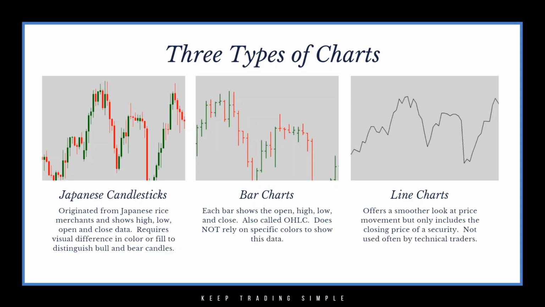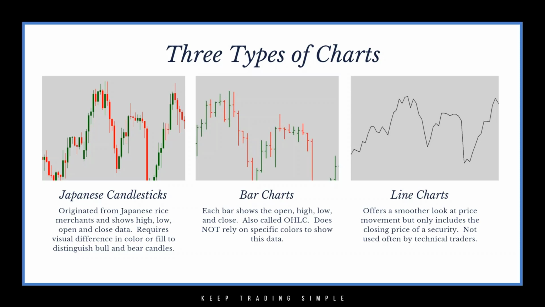Now, bar charts are a little bit different, and they look almost like a Japanese candlestick. Almost. But it gives all the same exact information, the high, low, open, and close. It's just not as visually pleasing to the eye. And again, that's why the Japanese candlesticks are typically the most popular, but bar charts say the exact same thing.